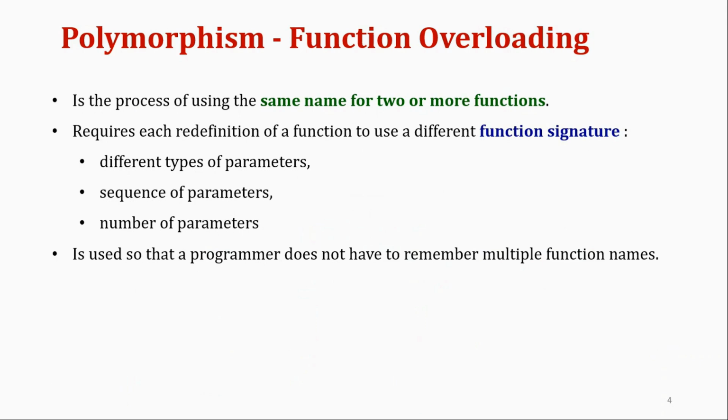So it requires each redefinition of the function to have a different function signature, maybe different types of parameters, a different sequence of parameters, or a different number of parameters in the function. So these are all what define function overloading. The programmer does not have to remember multiple function names. So that is the use actually.